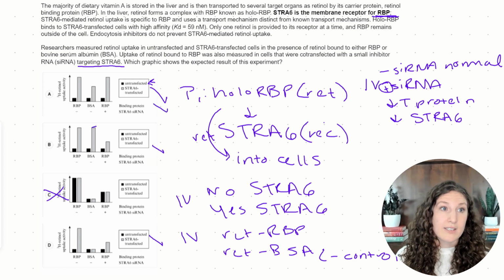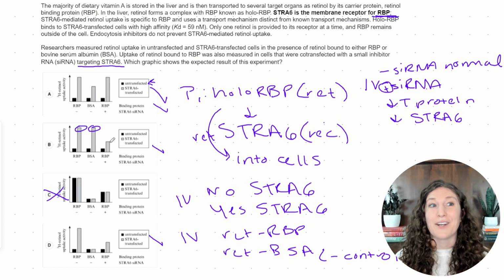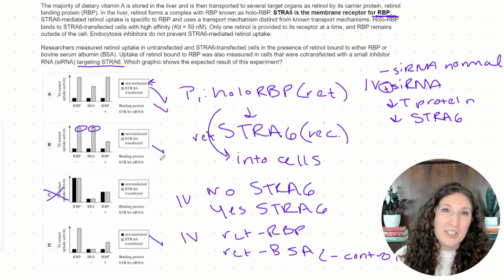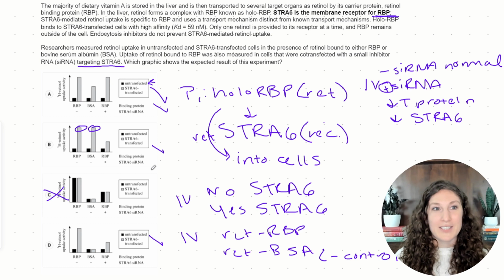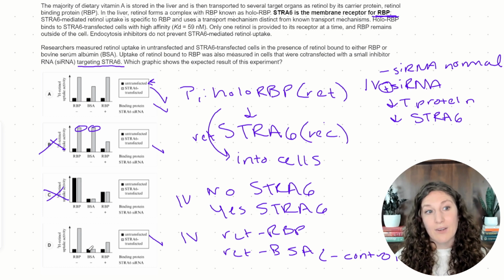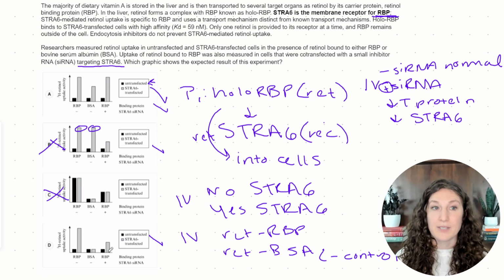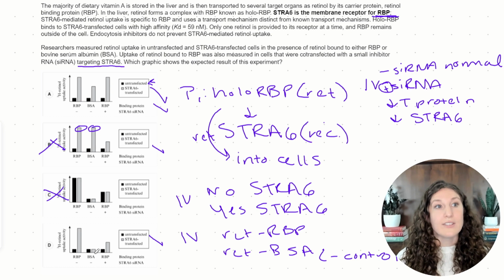B, oh, that's a problem. See how this says that it doesn't matter if we have RBP or not? We do know it matters. In order to bind to the receptor, we need our RBP, so we can eliminate B. And D looks good. D says that when we have BSA, we have a lot less uptake activity, right? So we're now down to A and D. A and D both look good.